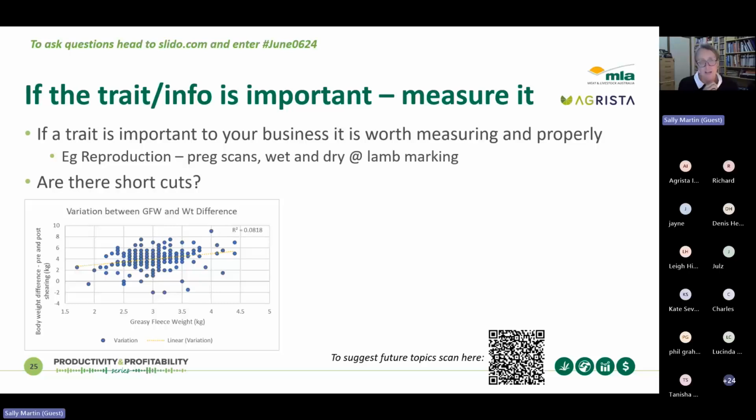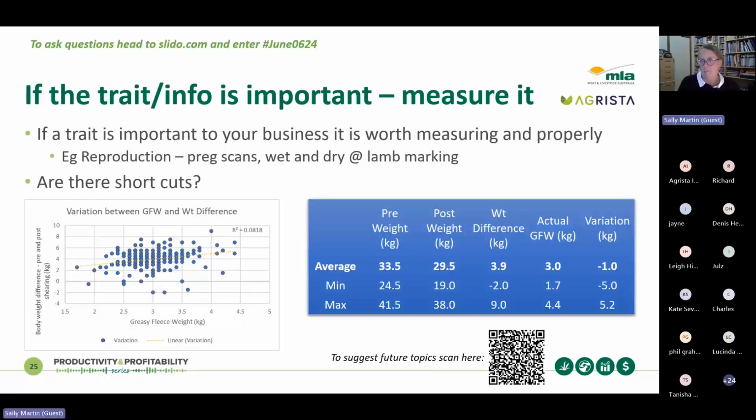And this was the variation. So this is the actual fleece weight along the bottom, and this is the difference in the two body weights. As you can see, the correlation's not very good, and we've got a lot of variation. We actually have negative numbers compared to their actuals. So really, if fleece weight was important, this is probably not the best way to go about it.